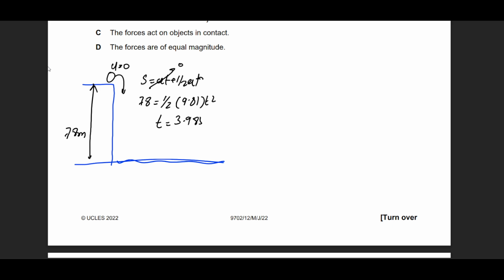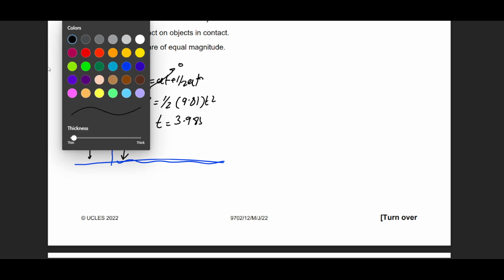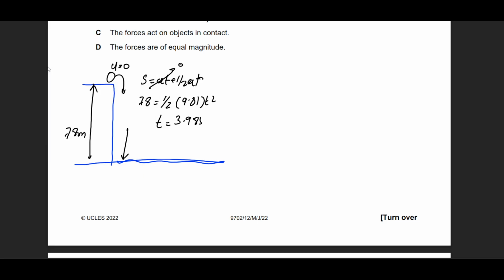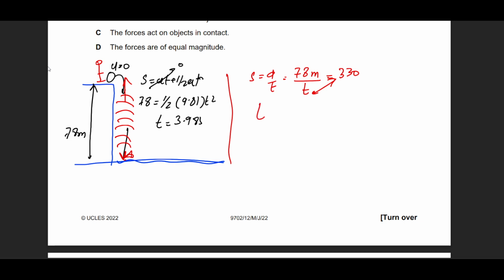So it takes 3.98 seconds to come down, and when it encounters water and creates a splash, the sound wave will start moving in the upward direction so that the person can hear that the stone has actually hit the water. How much time is that going to take? That is simply speed equals distance over time. The distance sound has to travel upward is 78 meters. Time taken we don't know, but the speed of sound is given in the question as 330. So 330 gets replaced in this position.